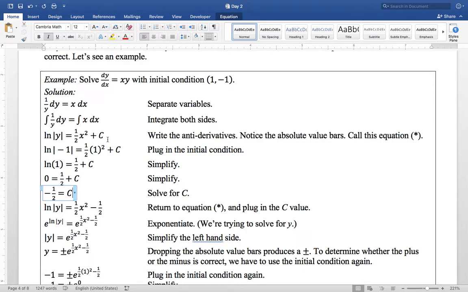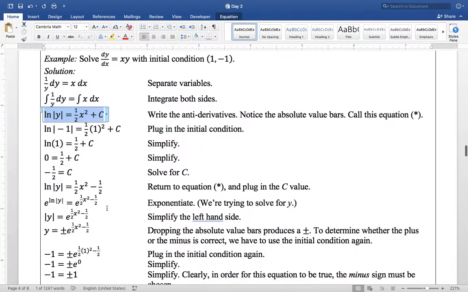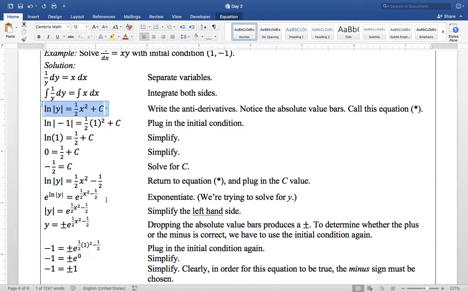Now that I know the value of c, I go back to the line I had before I plugged in my initial condition, and I replace c with the value we found, -1/2. So this gives me natural log of absolute value of y is equal to 1/2 x squared minus 1/2. Now, remember that the goal now is to get the y by itself, and the y is stuck inside of a natural logarithm. Well, the way to get the y outside of a logarithm is to exponentiate. So we're going to exponentiate by the base of the natural logarithm, and that's e.